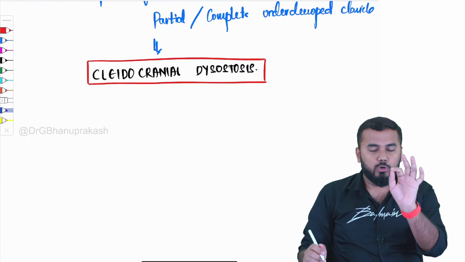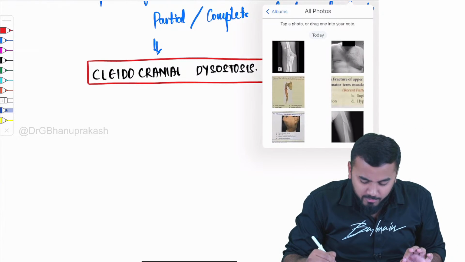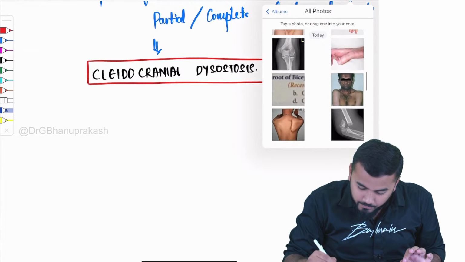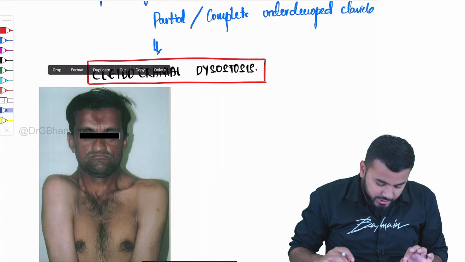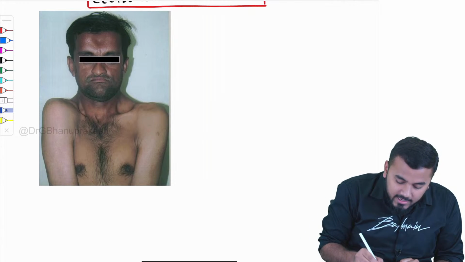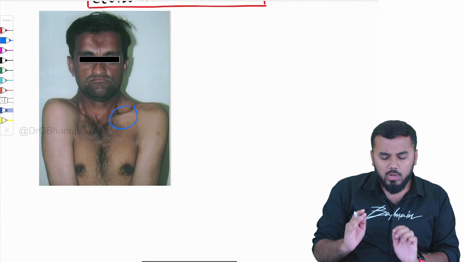Cleidocranial dysostosis. Let me show you a picture, guys. It will be very interesting. Look at this patient here. His left clavicle is normal, right? But look at his right clavicle. Can you see his right clavicle there?